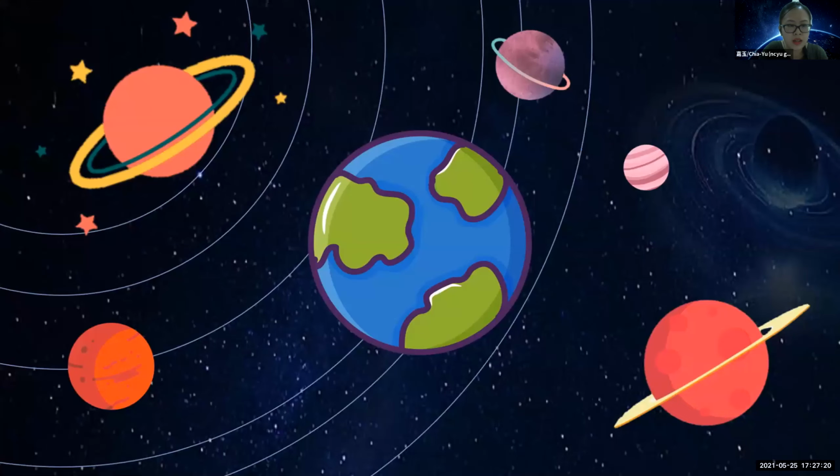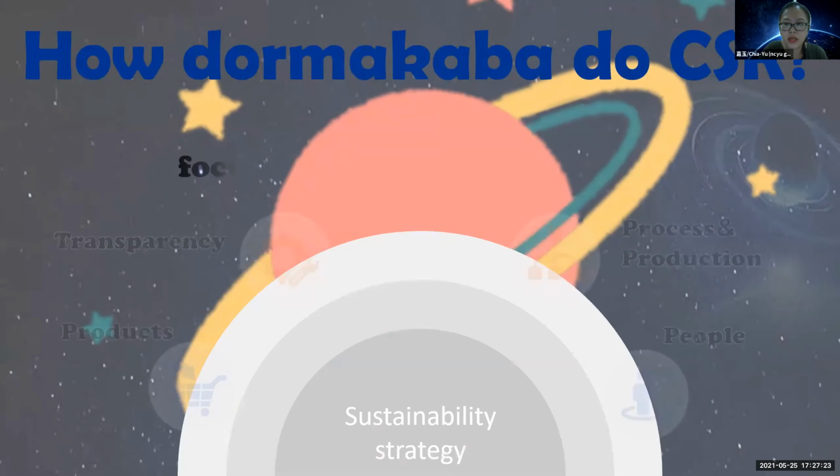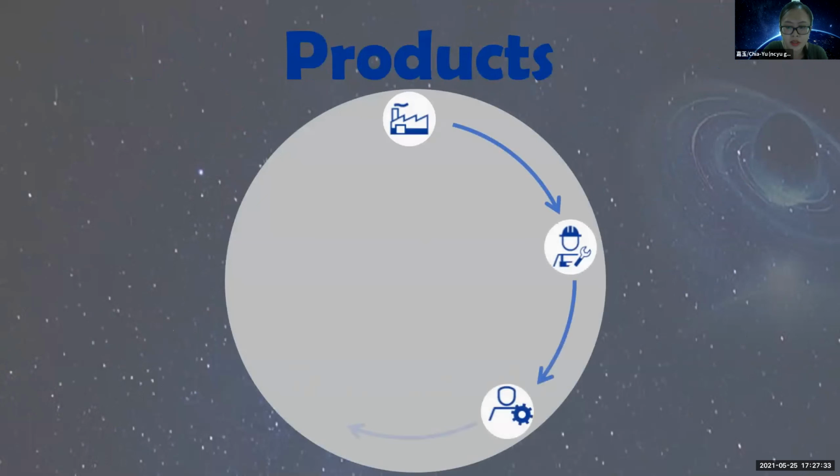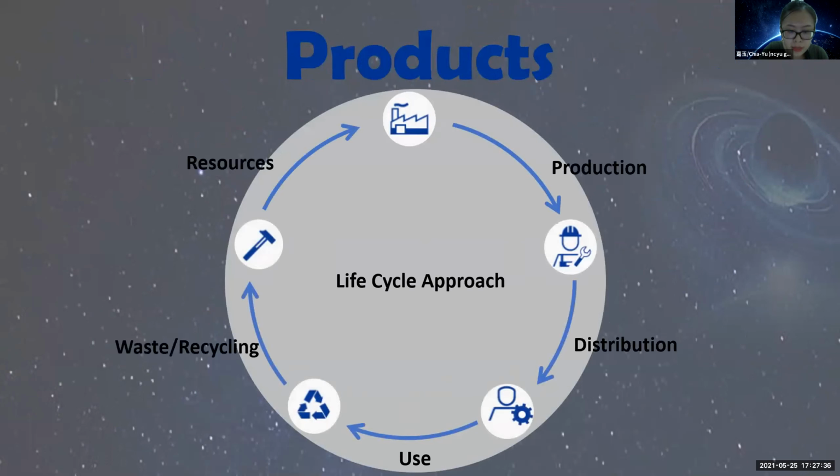So then, how does dormakaba do CSR? Mainly the company is focused on these 4 aspects. The first one, I'll be explaining, is their products. Dormakaba pays attention to its product design. Each step in their design development stage requires close collaboration between their engineers and the producers. And this life cycle approach is integrated into the company's product design. It covers resources, production, distribution, use, and waste or recycling.